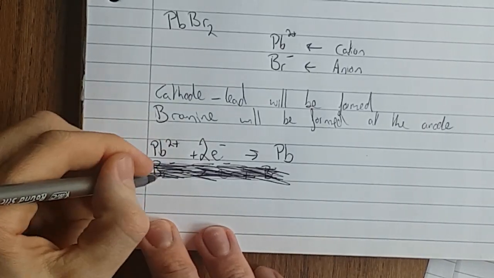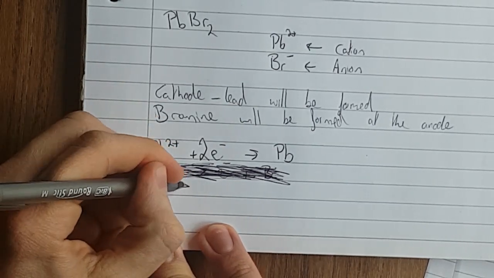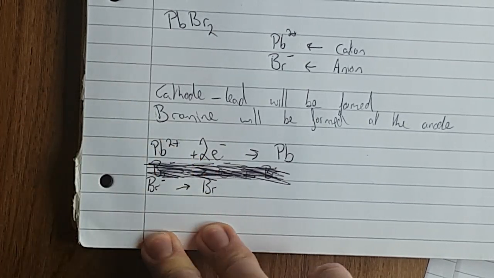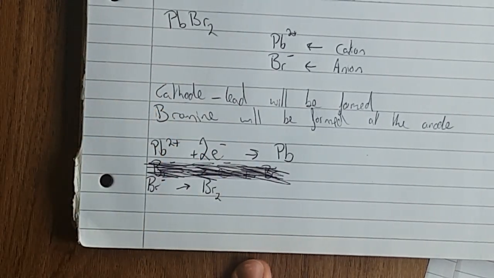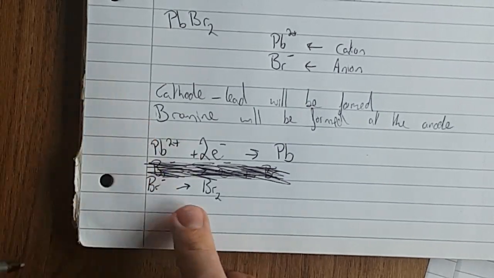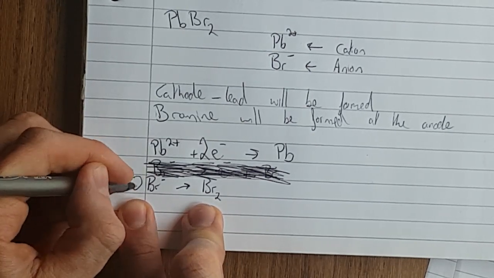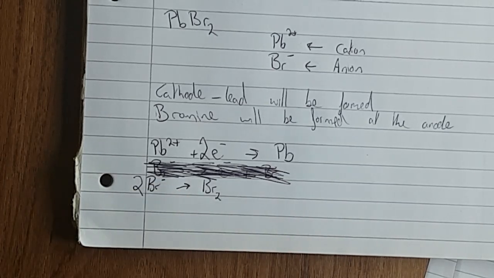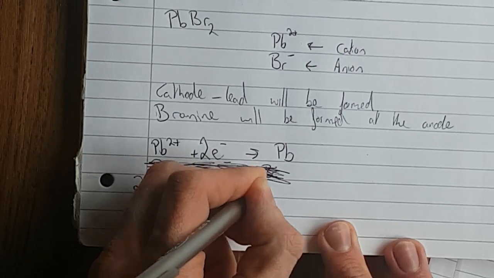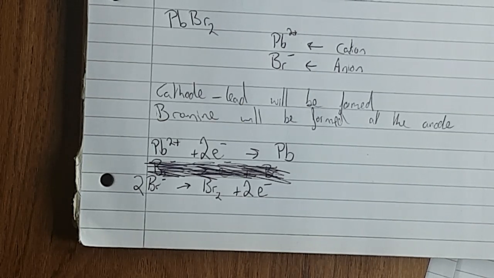And at the anode, bromide will be attracted towards the anode because it's got a negative charge, and it will form bromine. Now bromine, because it's part of group 7, the halogens, wanders around as a pair, so it'll actually form Br2, which means that it's already unbalanced because I've got one bromide here and 2 bromines here, so I need to put a big 2 in front of my bromide ion. However, that now means that I've got 2 negative charges, so actually it needs to lose not just 1 electron, but 2 electrons.